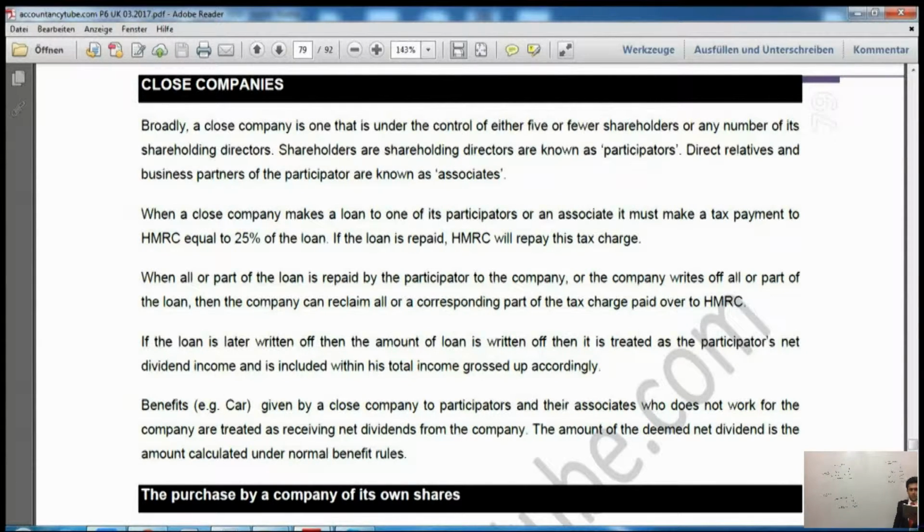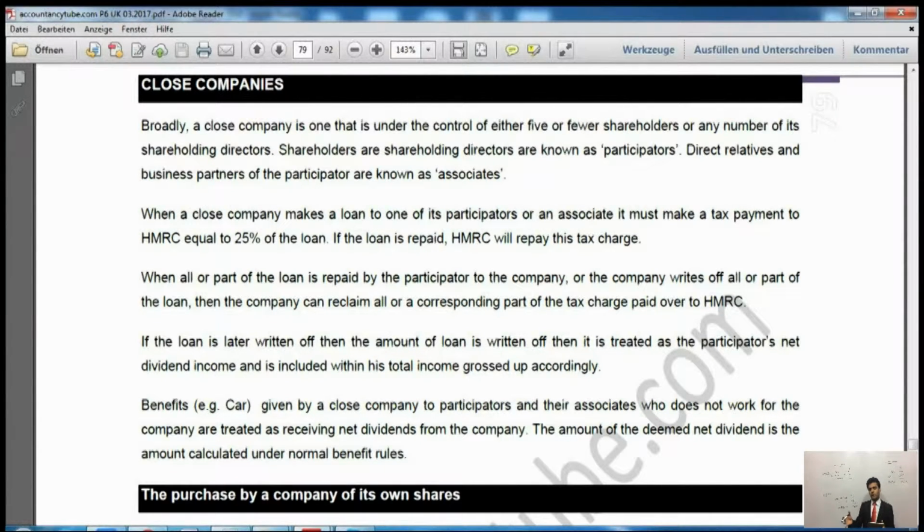When a closed company makes a loan to one of these participators or associates, it must make a tax payment to HMRC equal to 25% of the loan. Say for example, if you make a loan of £100 to one of the shareholders or participators or their relatives, then you will have to pay 25% of the loan to HMRC. Now why do we do that? Because HMRC says that whenever you make a loan, you have to pay me 25% of that. That will be a charge.